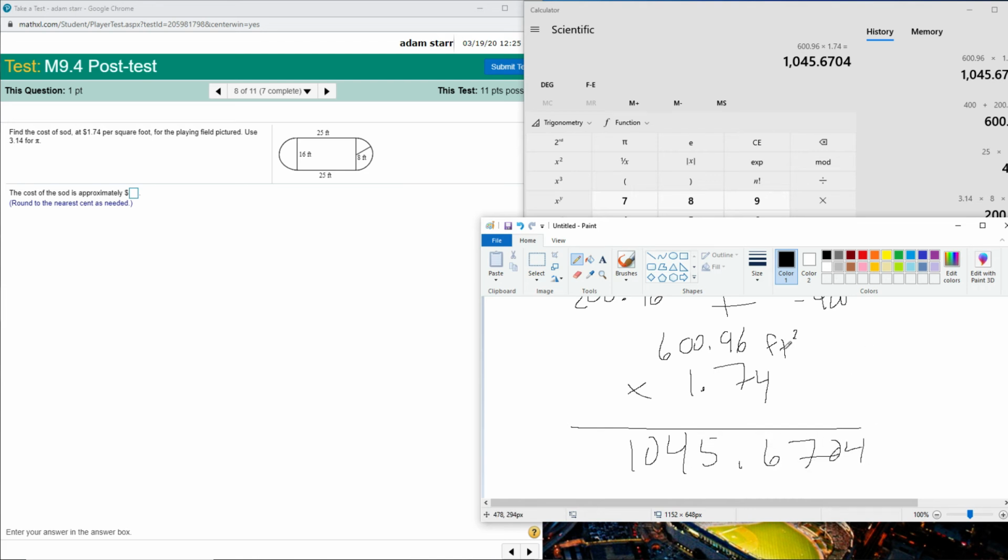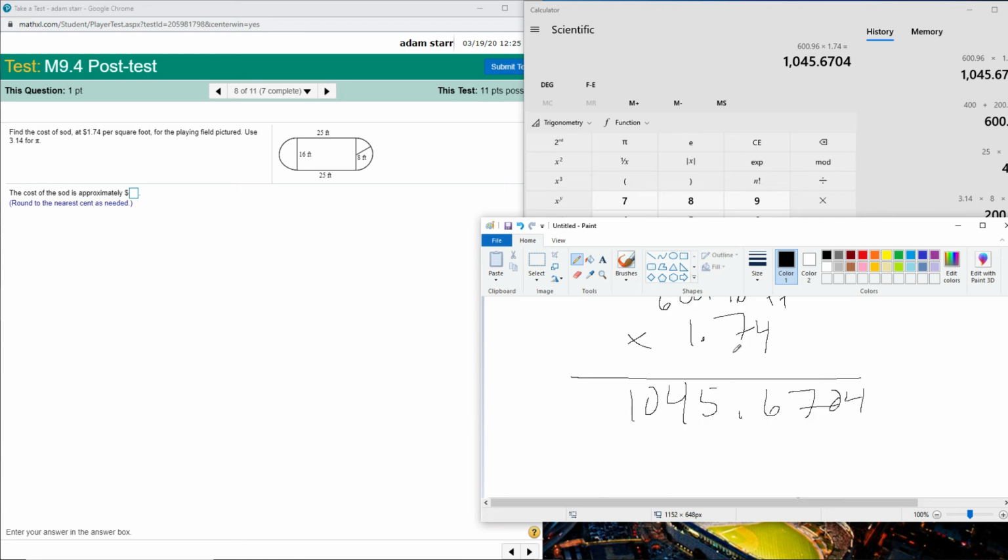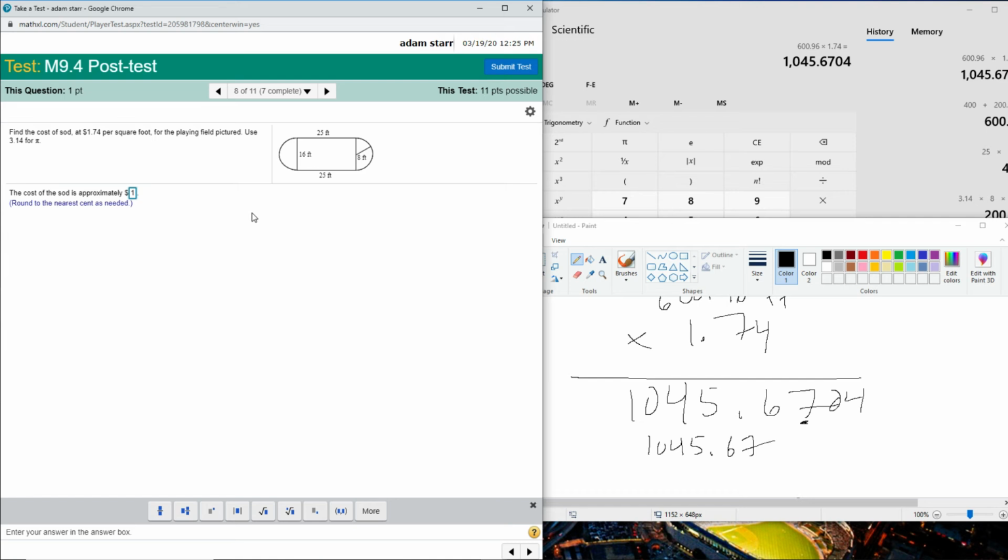1045.6704. And again, this is why I said don't round it until the very end, because now we're rounding to the nearest cent, which is 2 decimal places, to the nearest hundredth. So 7 is my hundredths, that's the nearest cent. It's a 0 after it, so it's going to stay a 7. So $1,045.67 is the approximate cost of sodding that field.